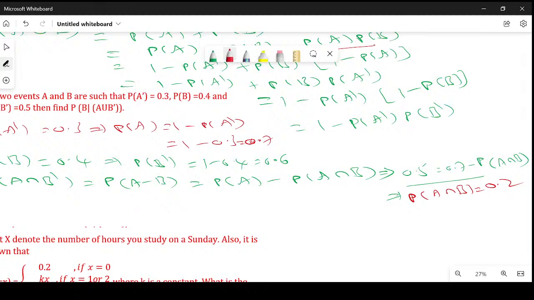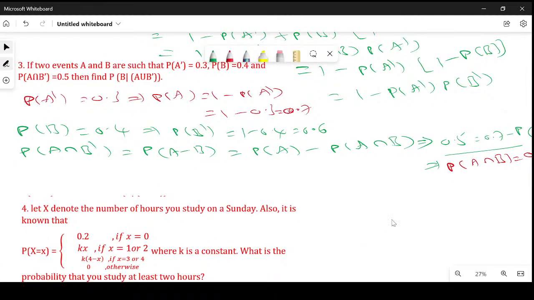We got this. So now they are asking P of B given A union B complement. When I take it like this, you can observe here, I can write probability of B given A union B complement. They are asking this, right? They are asking P of A union B complement, so they are asking this one, this I can write.